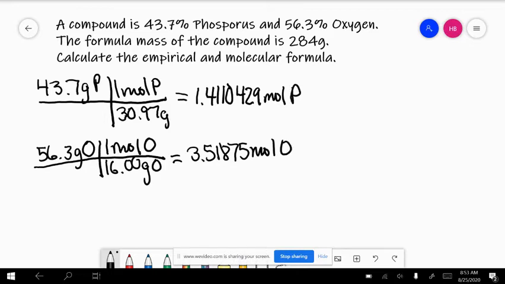The next step is to compare. When I compare, I'm going to pick the smallest number. The reason I'll pick the smallest number is so I don't end up with a decimal. Decimals can be harder for us to understand, and you can't have a part or a decimal of an atom. So we're looking for a whole number. So I'm going to pick this smallest number here and divide both of them by the same one to see how those numbers compare.